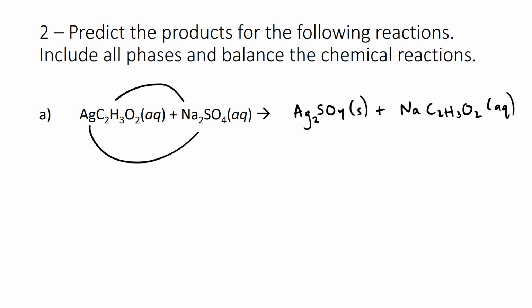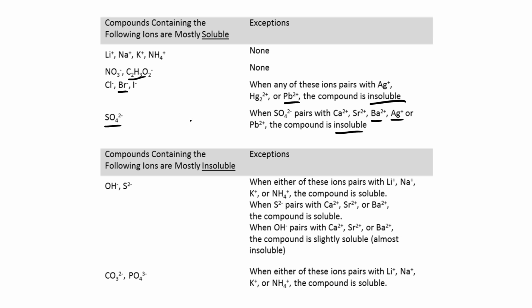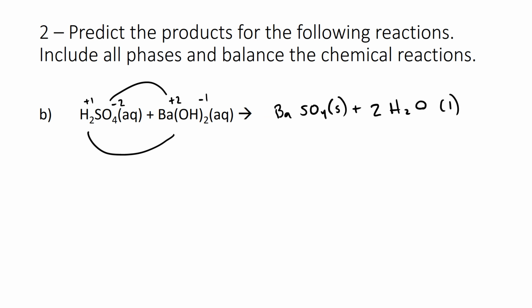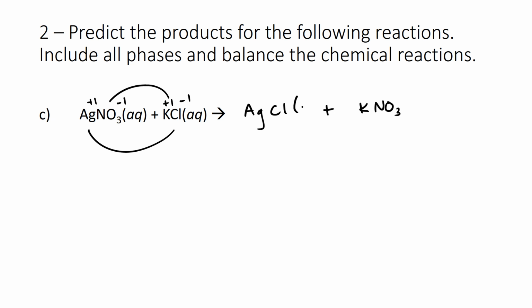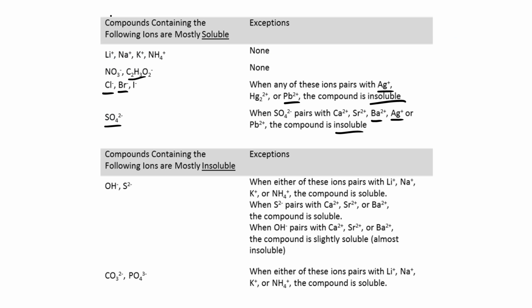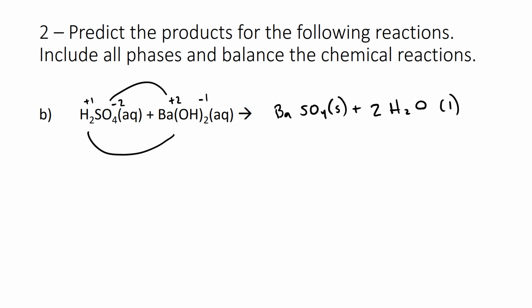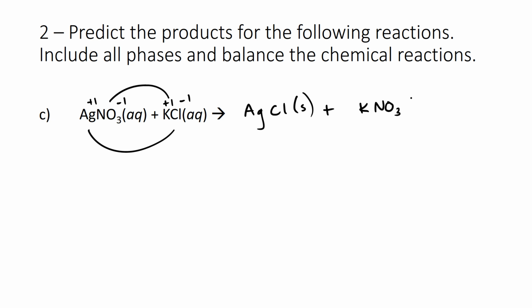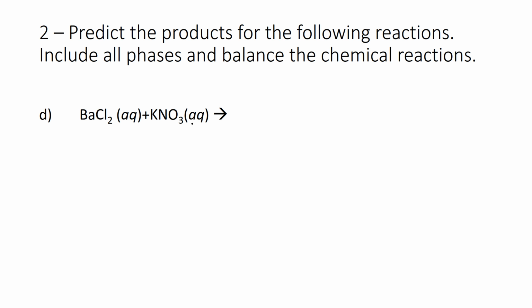Let's take a look back and see where Cl is. Cl is soluble except for when it's bonded with silver, so that is going to be another solid. And now we just need to find nitrate. Nitrate is right here. It is soluble and it has no exceptions. So the KNO3 is going to be aqueous. That's part 2C. Next we'll look at 2D.